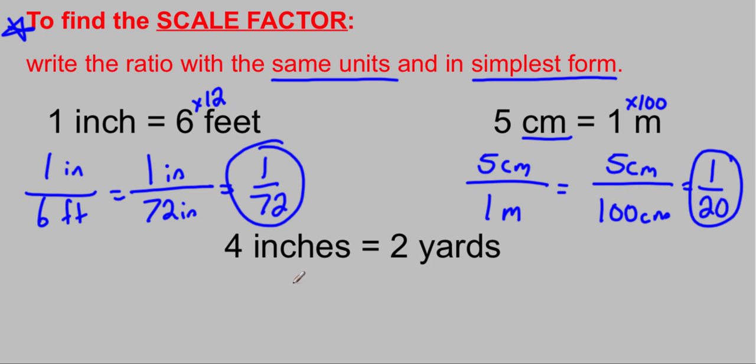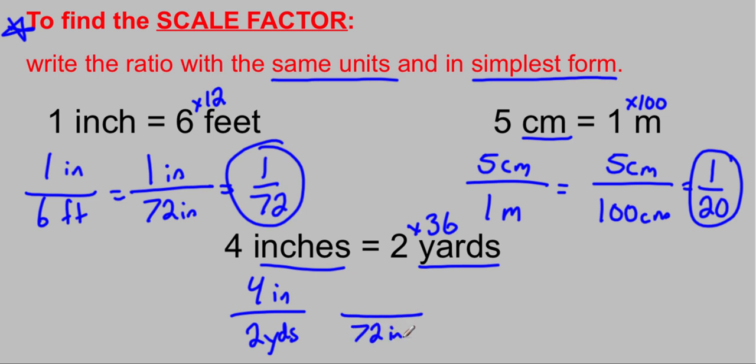So see if you can handle this one on your own, but if not, follow along. So 4 inches over 2 yards. First thing we need to do is change it to the same units. So let's change our yards into inches. There are 36 inches in 1 yard, 3 feet, but each foot has 12 inches, so 36 inches. So we do 2 times 36, which is 72 inches. This one was already in inches, so we leave it in inches.